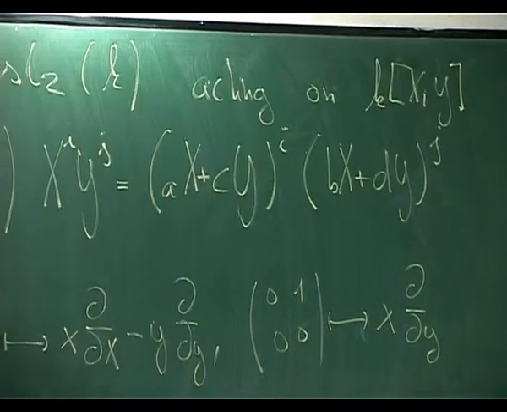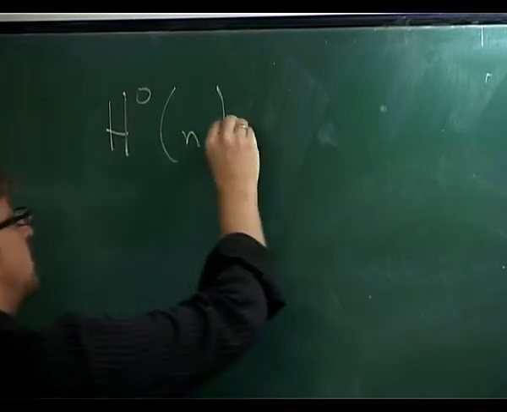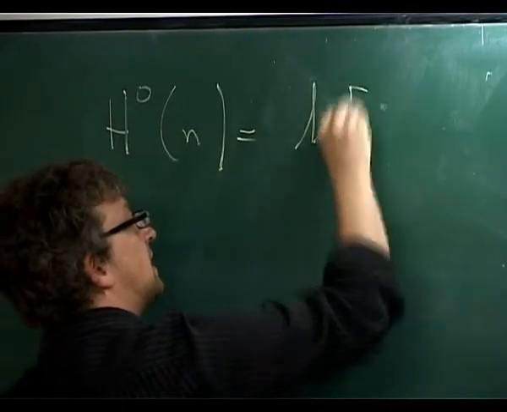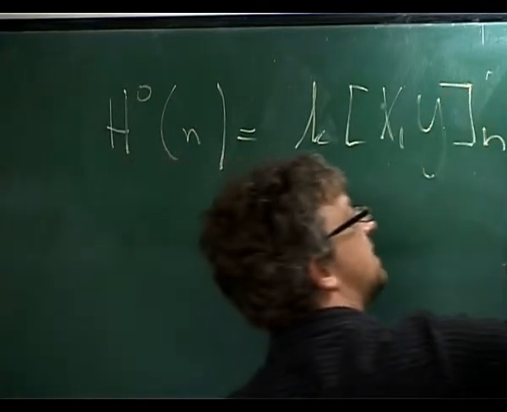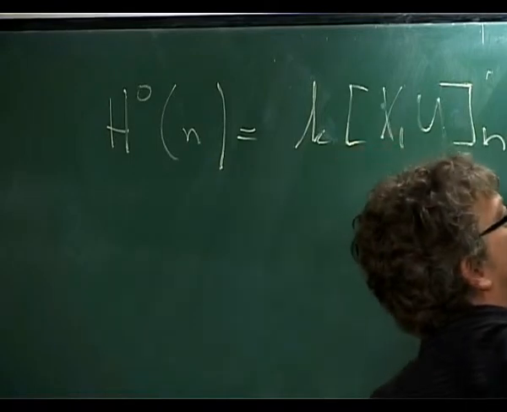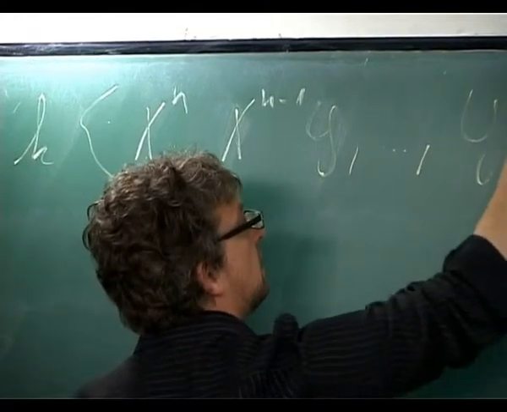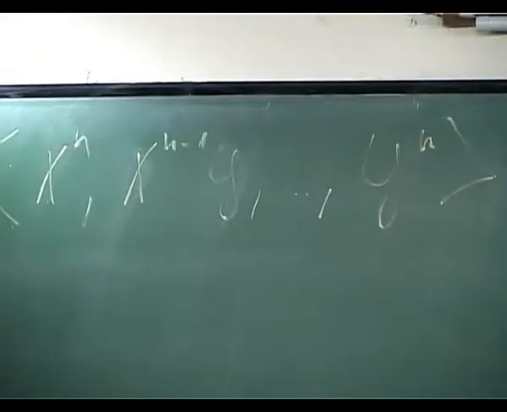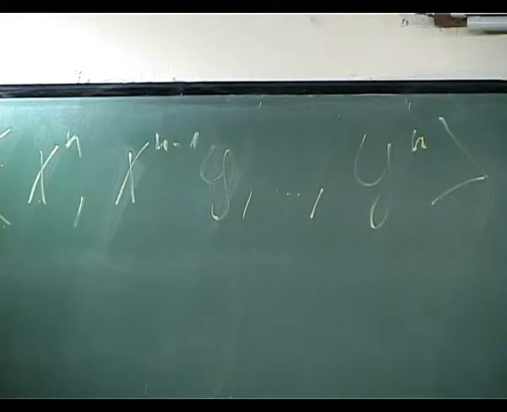So we defined H0(n) to be the homogeneous component of total degree n. This is generated by x to the n, x to the n minus 1 y, up to y to the n. This is a basis, and the operation of the three matrices of SL2 is very easy to calculate in this basis.